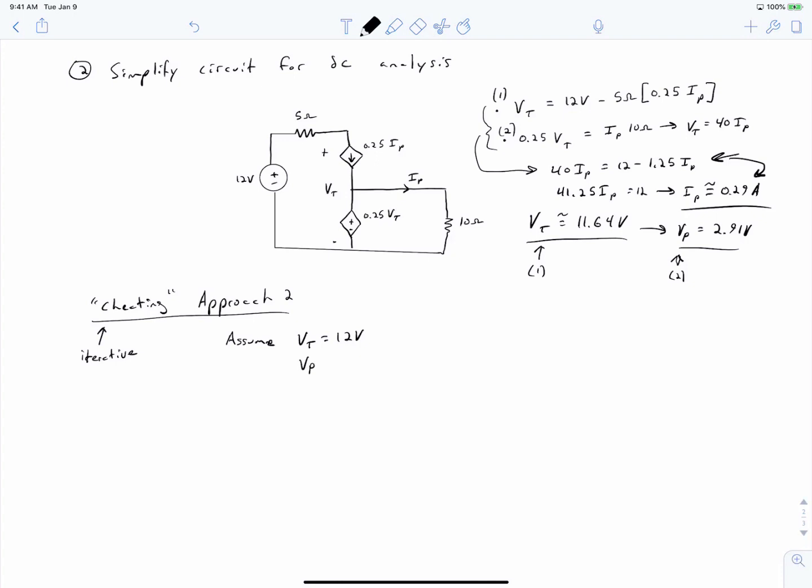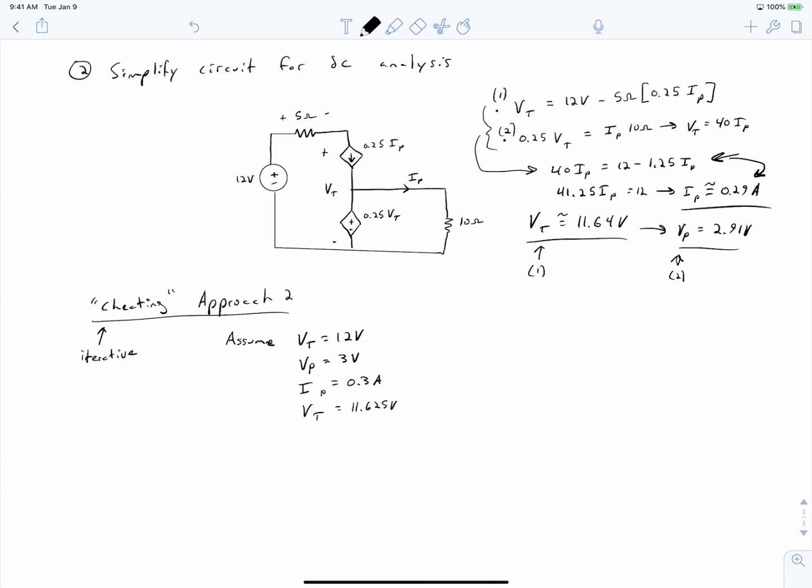Well, our pole voltage is going to be our throw voltage times 0.25, so we end up getting 3 volts. Our pole current is then 3 volts over a 10 ohm resistor, which is 0.3 amps. Now we can calculate backwards, since we know what IP and VT are. So we can find our throw voltage from expression number 1, or by figuring out what the drop is across our resistor here. And if we calculate this, we end up getting 11.625 volts.